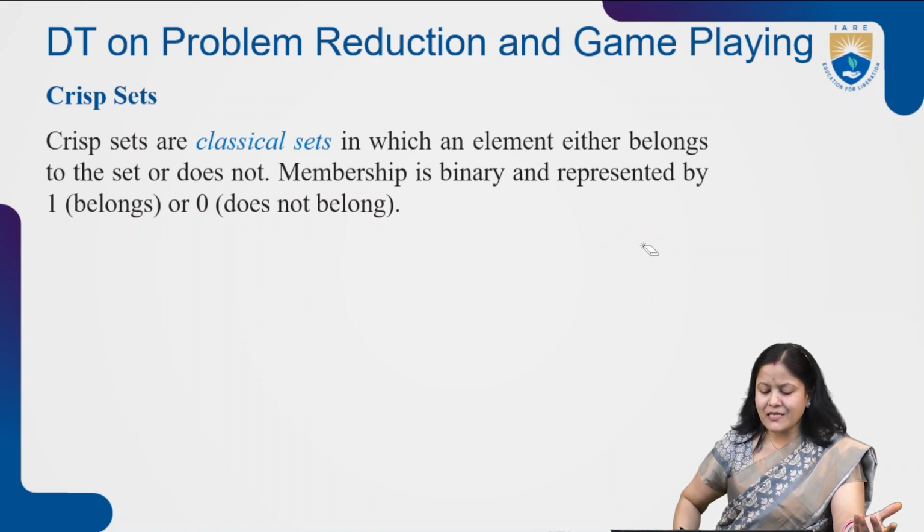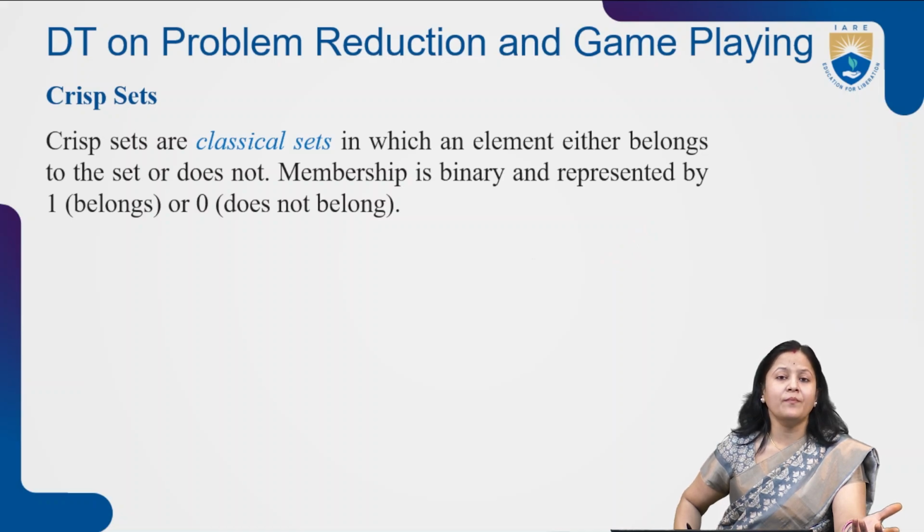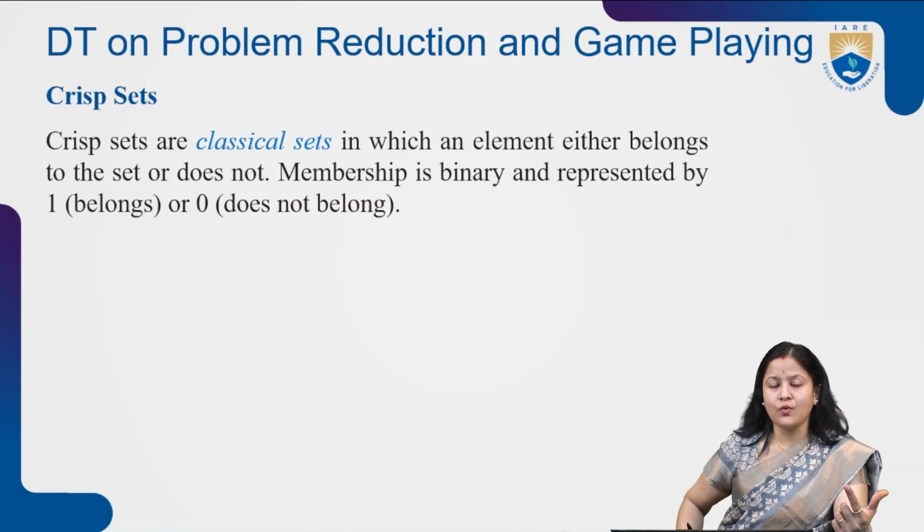But this crisp set will not be applicable in artificial intelligence, because we need to consider how these uncertain situations can be handled by the AI machine. That is why fuzzy logic is needed. So most of the time we cannot use this crisp logic or the classical set or the Boolean logic.